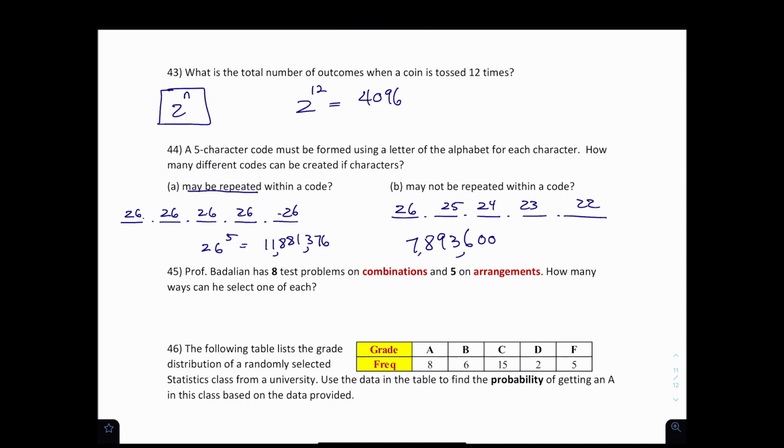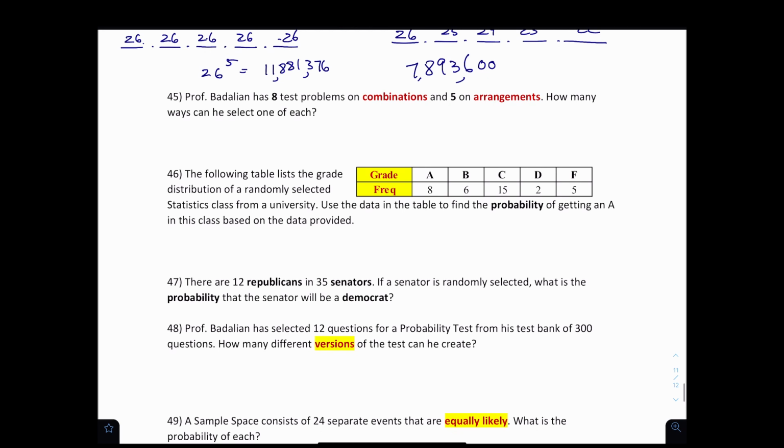Great. Let's go to number 45. Professor Bedalian has 8 test problems on combinations and 5 on arrangements. How many ways can he select one of each? Again, basic MN rule, 2 positions, combinations and arrangements. 8 choices for the first position, 5 choices for the second position. So the answer is 40 different choices.